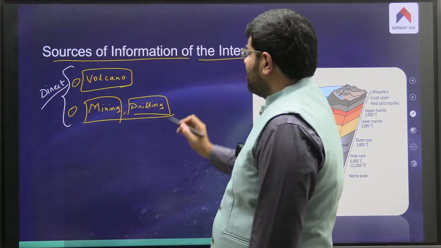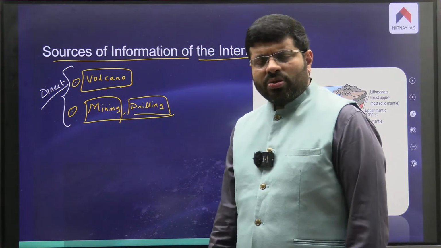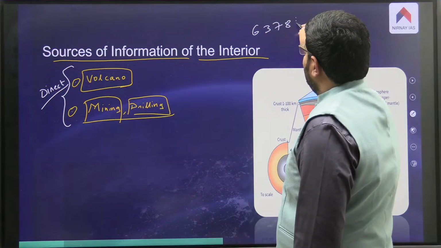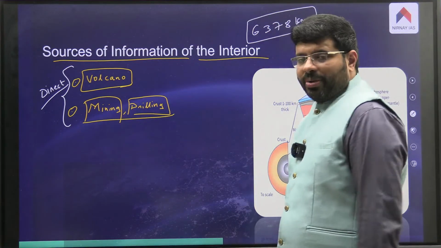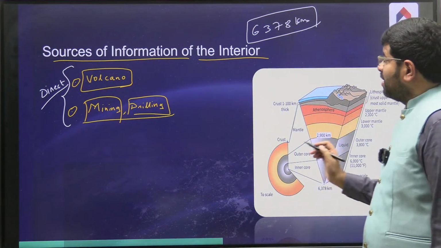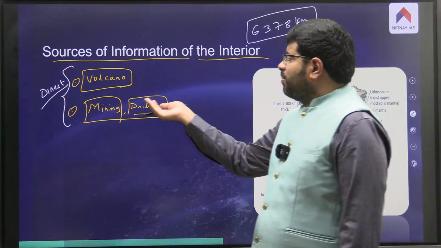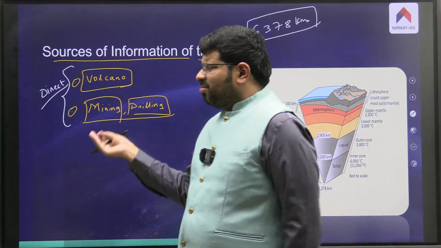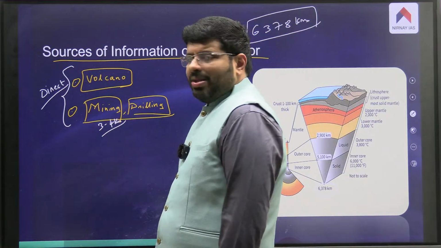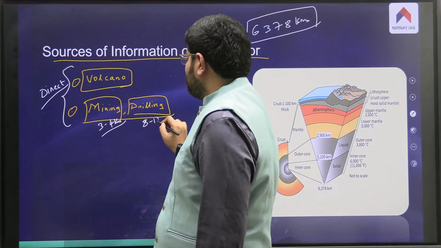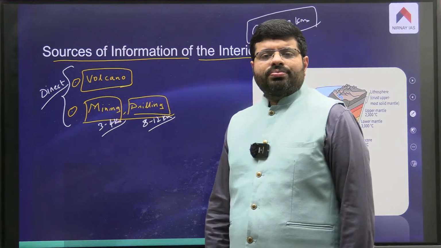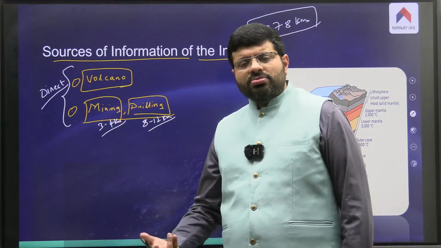But the thing about these direct sources is they only go up to a certain point. Do you really think the earth's interior is around 6,378 kilometers deep from the surface? If you go to the center of the earth, the depth is around 6,378 kilometers. Are we really getting information up to those points? Mining is hardly a few kilometers, 3 to 4 kilometers. Drilling, maybe 8 to 12 kilometers. The first few hundred kilometers, volcano, not even 1,000. Very rarely you will find that.